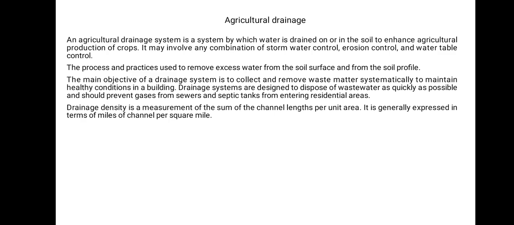An agriculture drainage system is a system by which water is drained on or in the soil to enhance the agriculture production of crops. It may involve any combination of stormwater control, soil erosion control, and water table control. The processes and practices used to remove excess water from the soil surface and from the soil profile are called agriculture drainage. The main objective of agriculture drainage is to collect and remove the wastewater in the agriculture field.